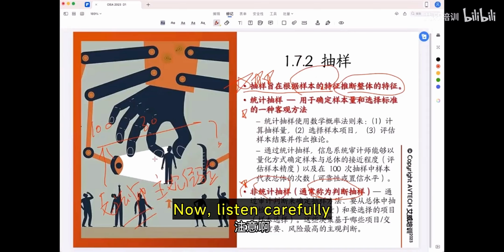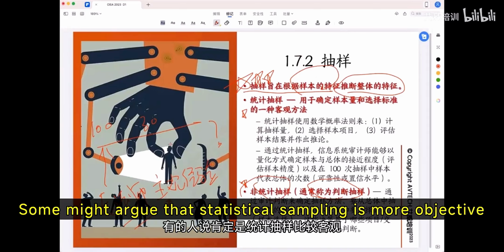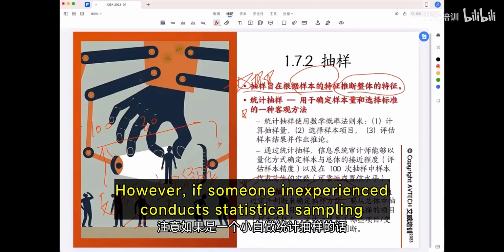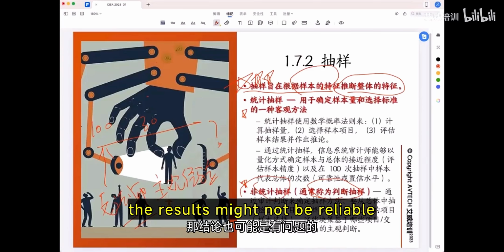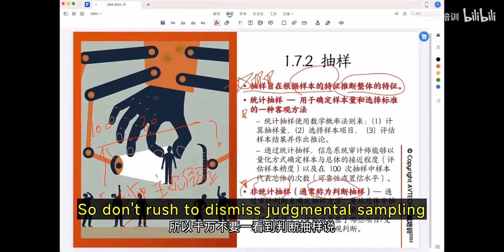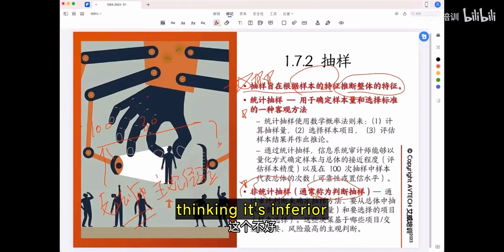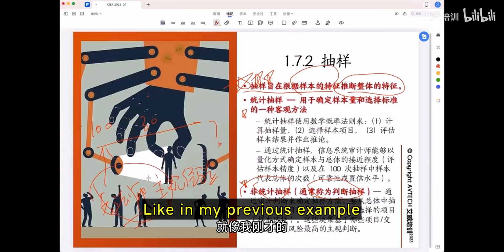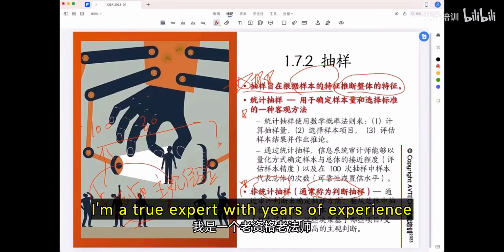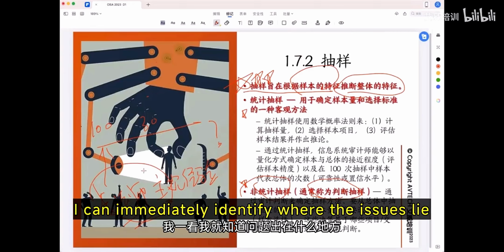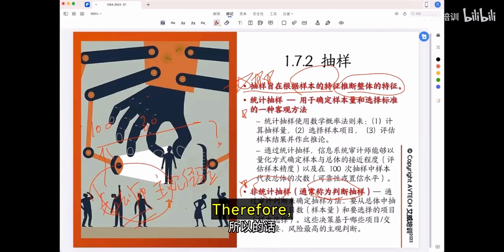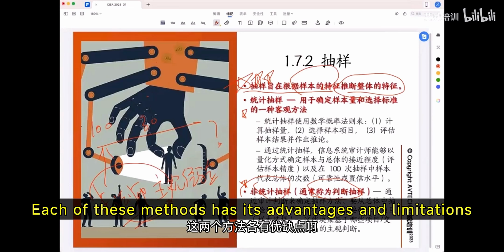Now, listen carefully. Some might argue that statistical sampling is more objective. However, if someone inexperienced conducts statistical sampling, the results might not be reliable. So don't rush to dismiss judgmental sampling, thinking it's inferior or unreliable. You see what I mean? Like in my previous example, I'm a true expert with years of experience. I can immediately identify where the issues lie. Therefore, each of these methods has its advantages and limitations.